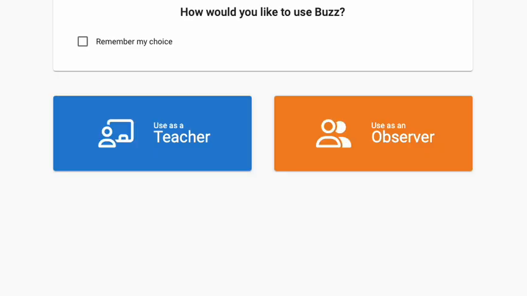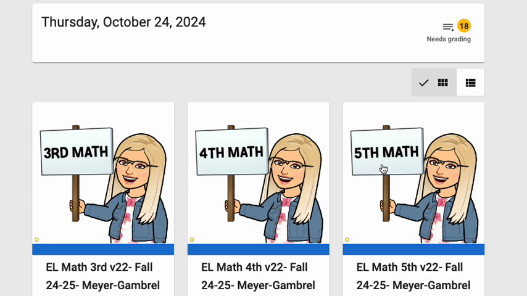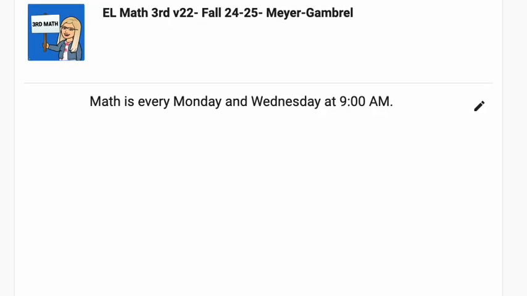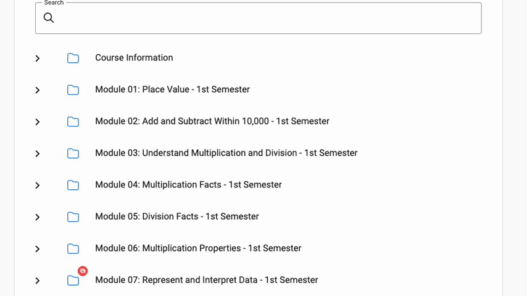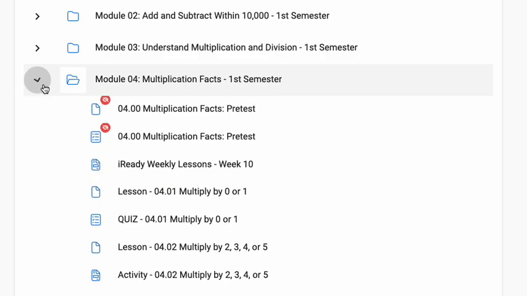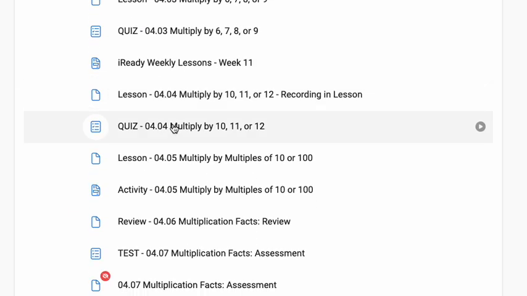So third graders, let's go ahead and hop into third grade math. We're going to take a look at our assignment today over in Buzz. When we get there and we go into third grade math, a couple of things we're going to see. We're going to go down into Module 4. We're going to go into today's lesson, 405.